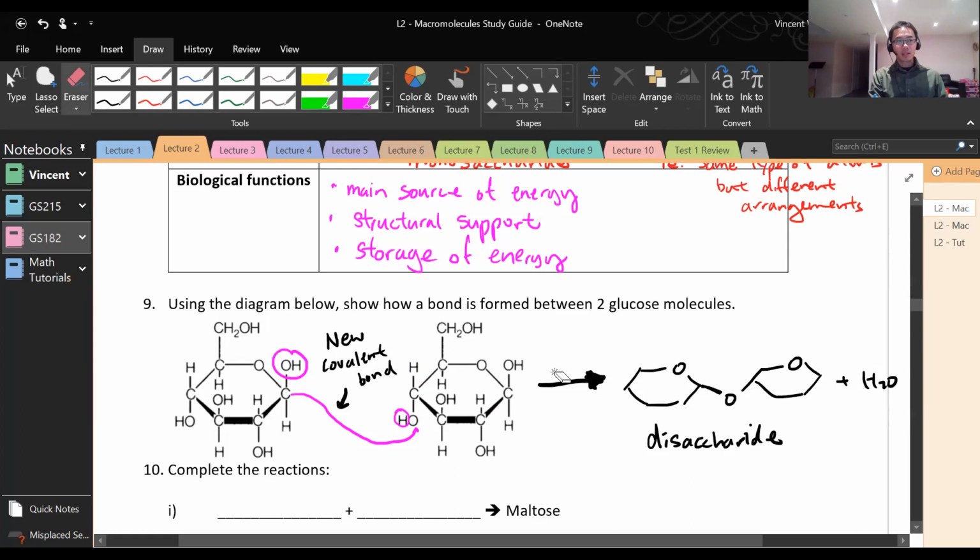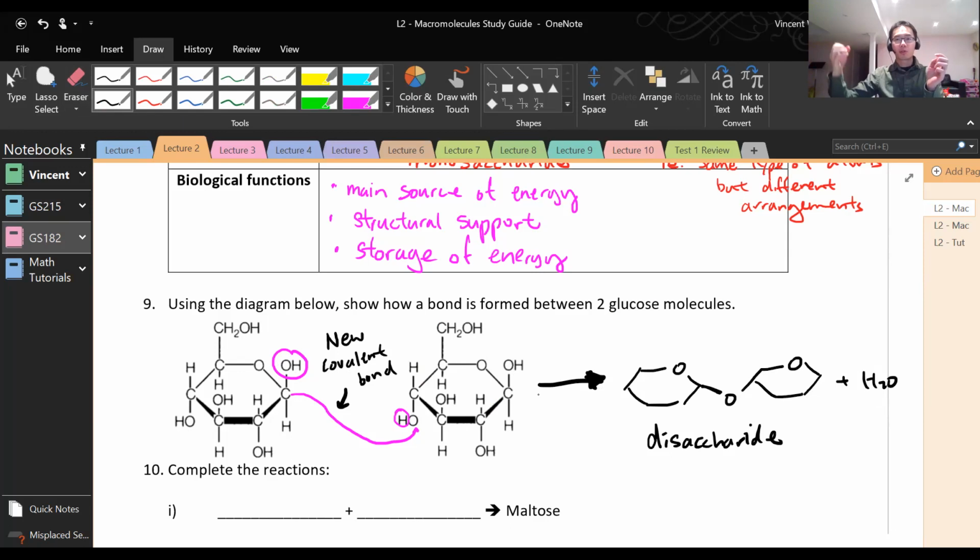And you can keep on doing this. I can have another glucose and now remove the OH here, remove an H from the next one and keep on linking it, right? So then the disaccharide will grow with a third sugar, a fourth sugar. Eventually it becomes very long. Then we call it a polysaccharide, a sugar that's very, very long.